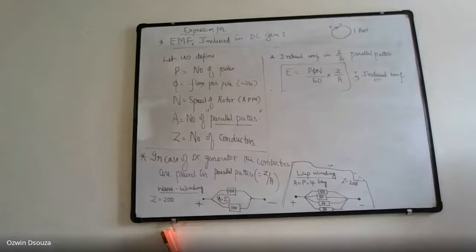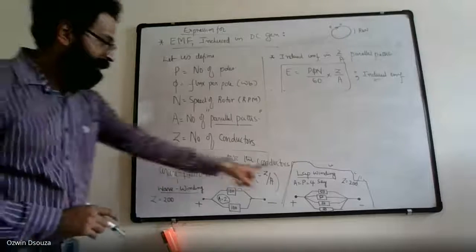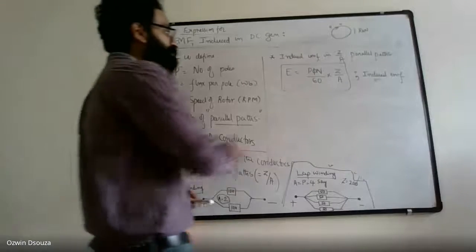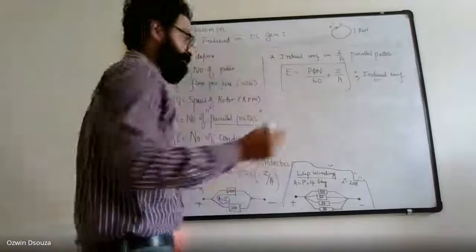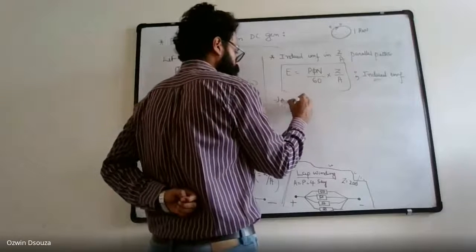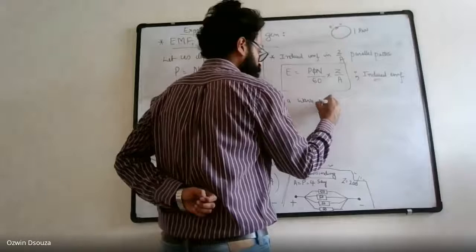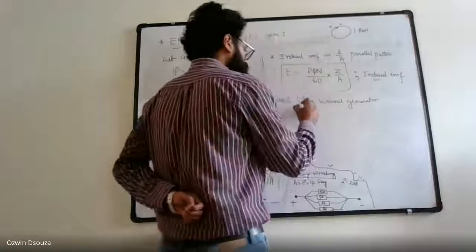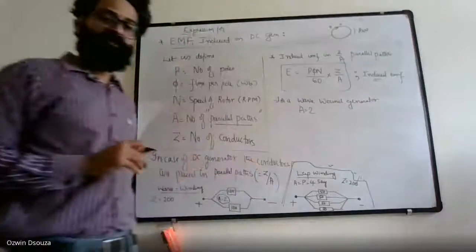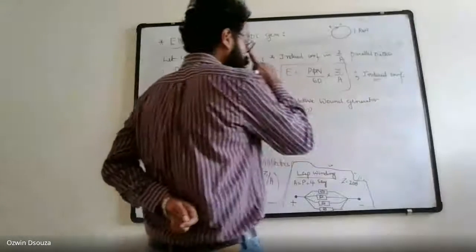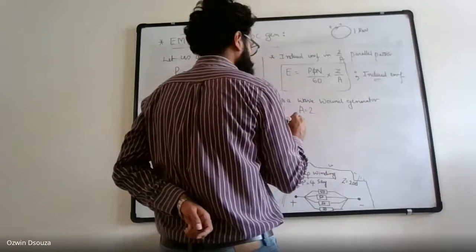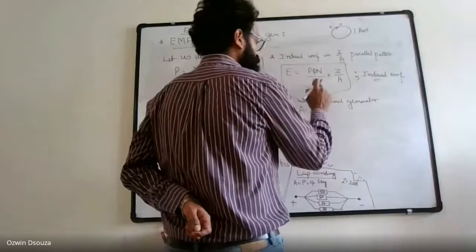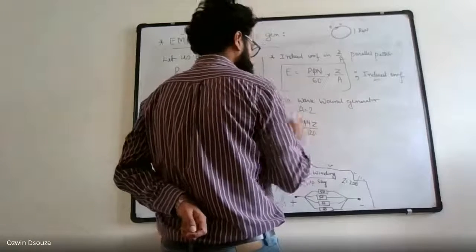Now let us consider the special cases. You have 2 types of windings, right? Wave winding and lap winding. So the same expression can be extended to a lap wound machine as well as a wave wound machine. For a wave wound generator, what do you get? A is equal to 2. If A is equal to 2, you get E is equal to P phi N into Z divided by 60 into 2, that is 120.